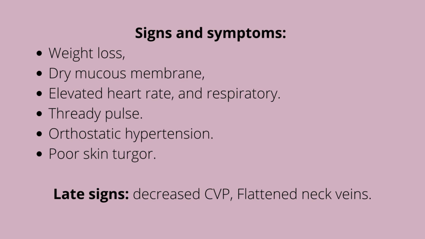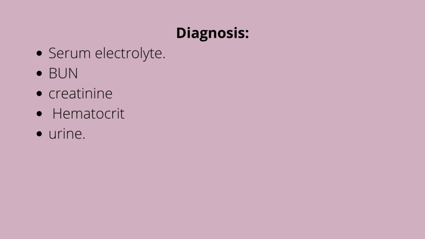The opposite of flattened neck veins is distended neck veins, which is jugular vein distension, and that is normally for fluid overload. So how do we diagnose somebody who is undergoing fluid volume deficit? We can do serum electrolytes. We'll draw the patient's blood and check their electrolyte levels. We can do BUN, creatinine. The hematocrit may be high due to hemoconcentration, which means there is less water relative to the blood cells, so the hematocrit will be high. We'll also check their urine specific gravity as well as osmolarity.